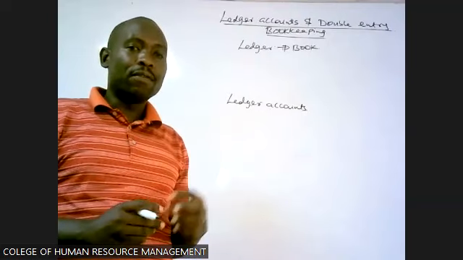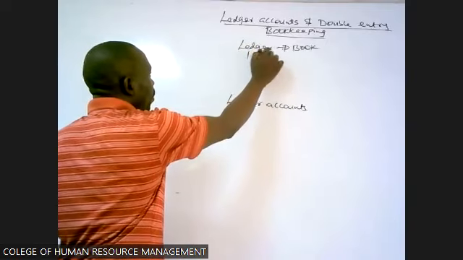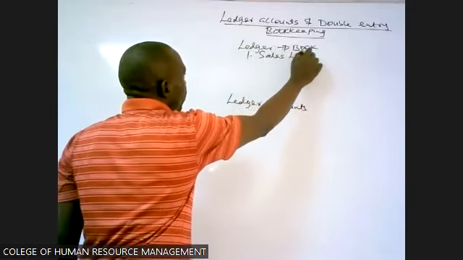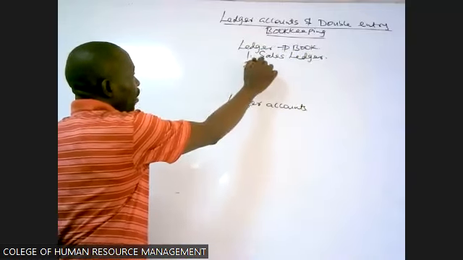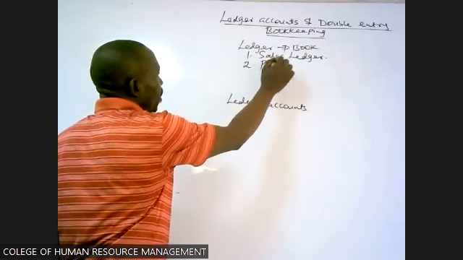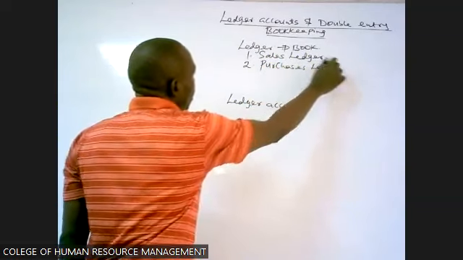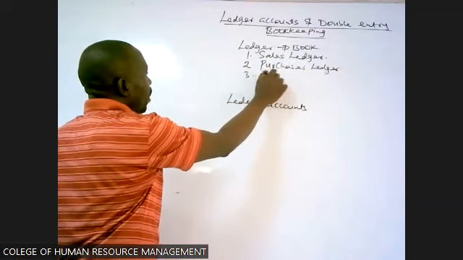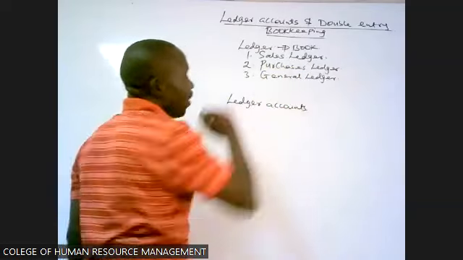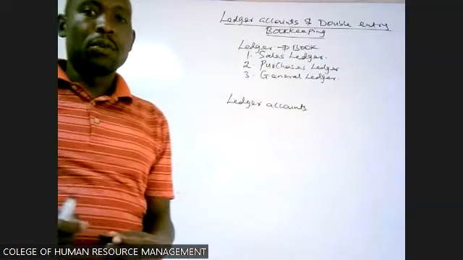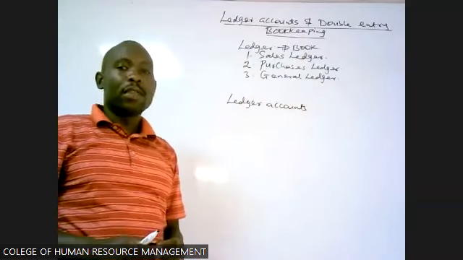And we have different types of ledgers. Number one, we have a ledger we call the sales ledger. Number two, we have a ledger book we call the purchases ledger. And then number three, we have the general ledger. So let me explain each one of them, starting with the sales ledger.